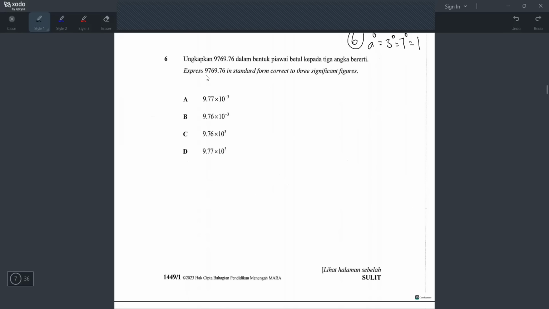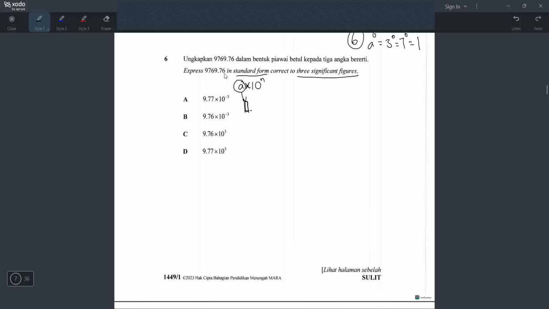Okay, number 6. Express 9769.76 in standard form, correct to 3 significant figures. I will explain how to convert to standard form first. Standard form means it has to look like this: A times 10 power n. And A is a number that can have a decimal point, but in front of the decimal point it has to have one digit. And that digit cannot be 0.